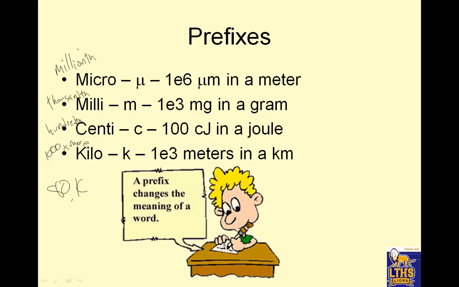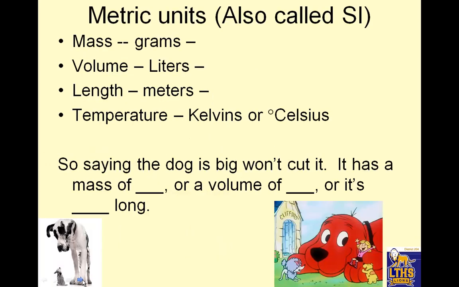Okay. And writing it this way will be quite helpful for us. So you know micro is 1e6 micrometers in a meter. This would be a million micrometers in a meter, 1,000 milligrams in a gram, 100 centijoules in a joule, and 1,000 meters in a kilometer.